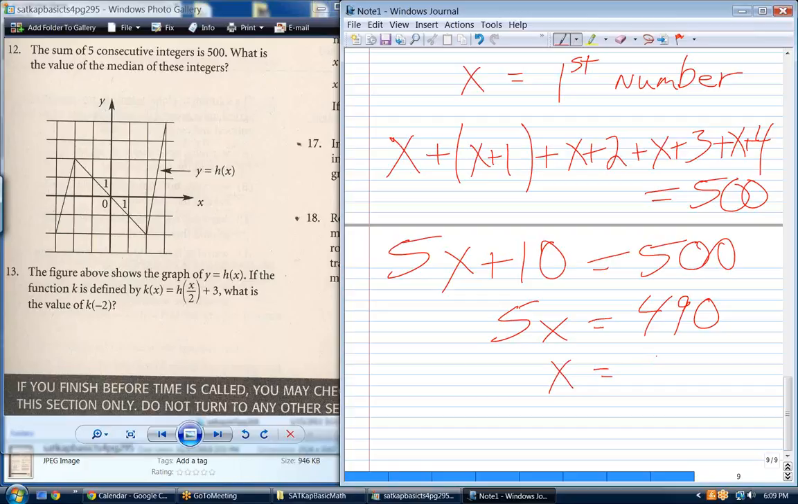It would be 100. Solve that. Say that again, sorry. Okay, our equation is 5x plus 10 equals 500. Right. So solve that. Oh, I see. The answer is 100. Okay. I thought you were solving for x. Yeah, no, I didn't hear your x solution. Okay, you're right. The median number is that one right there, which is 100. Mm-hmm. Good.